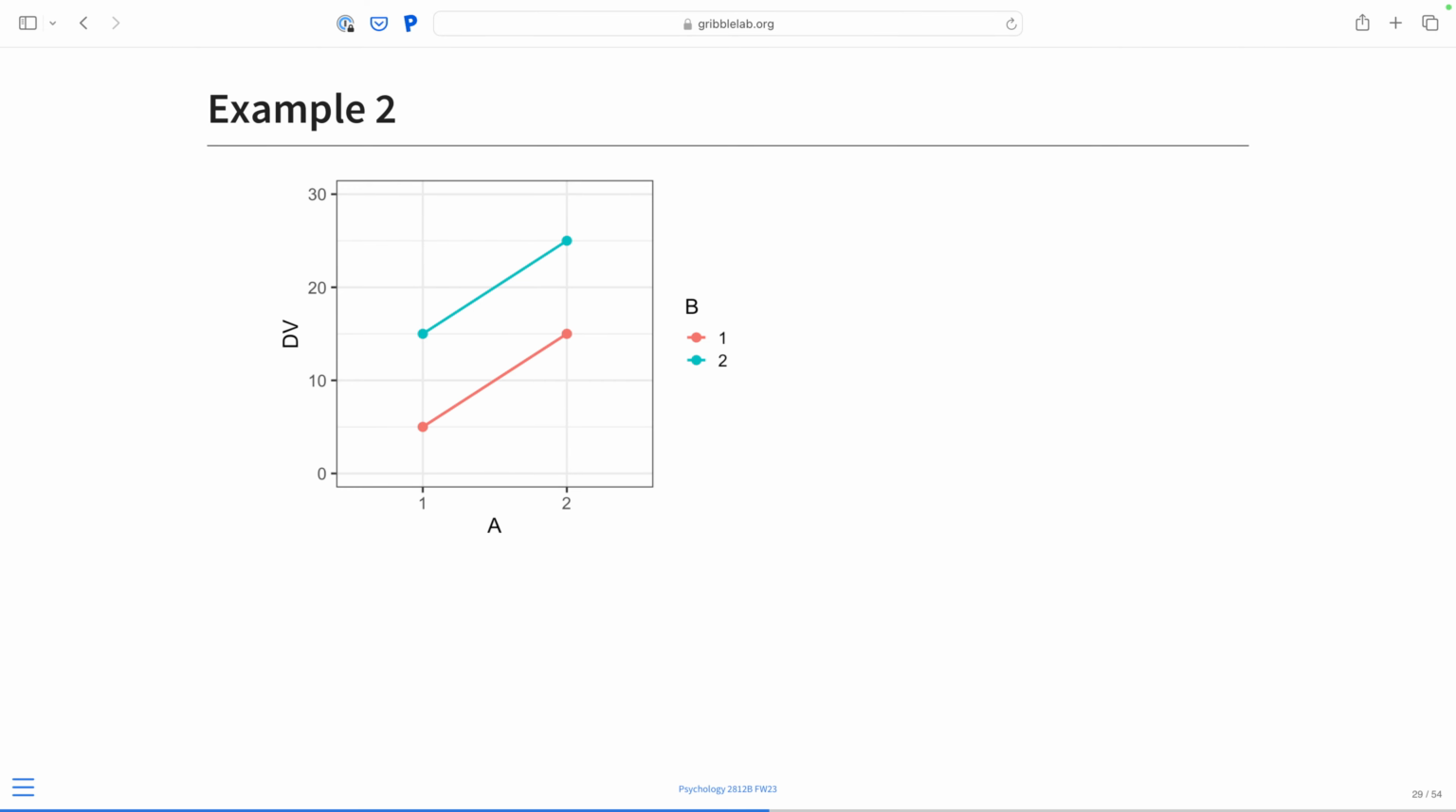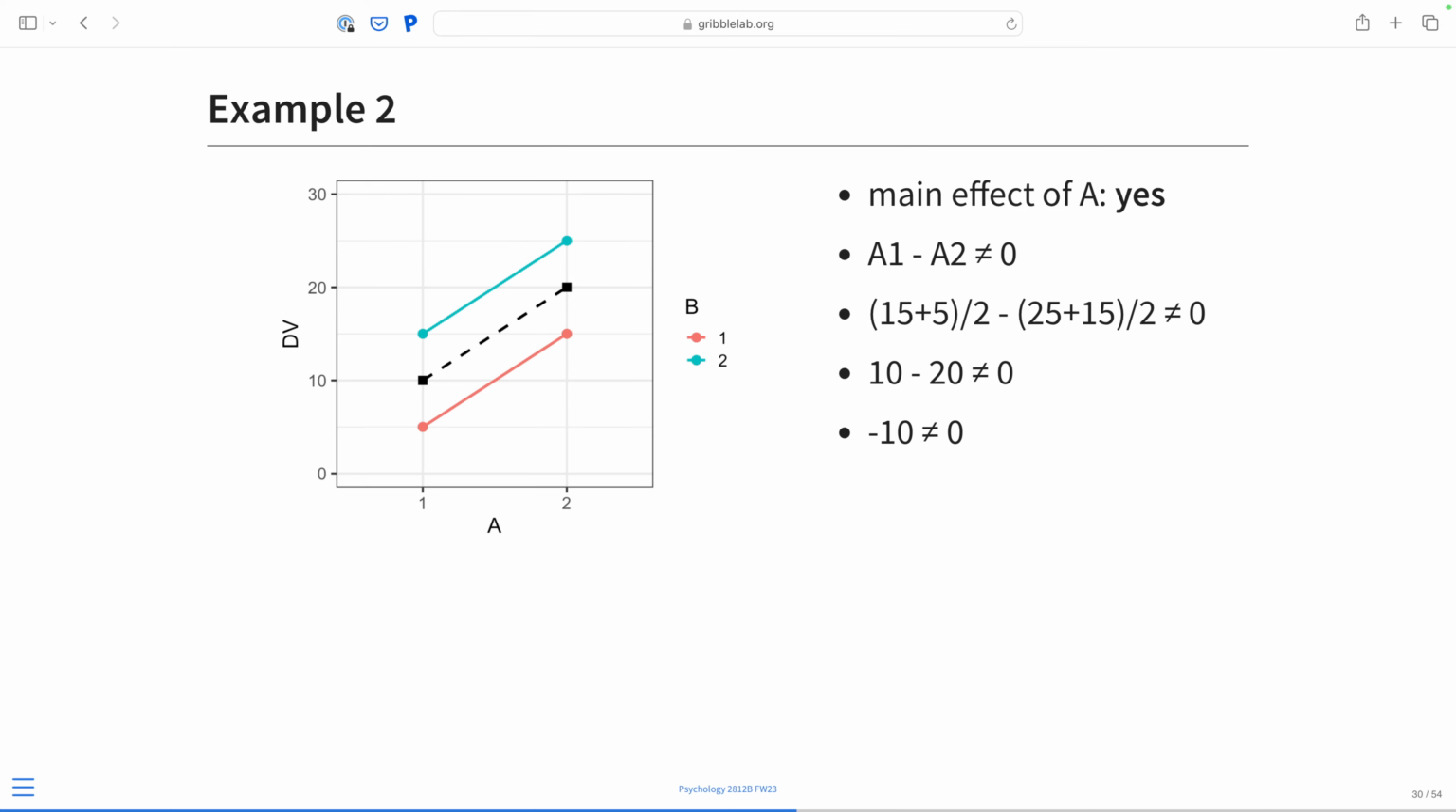Here's another example. Is there a main effect of A? Probably yes, right? The main effect of A is when you average across levels of B. So A1 averaged across B would probably be 10, and A2 averaged across B would probably be 20. Is 10 different than 20? Let's say yes. So there's a main effect of A.